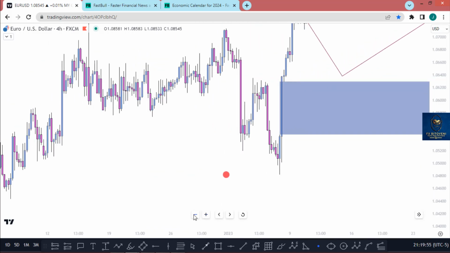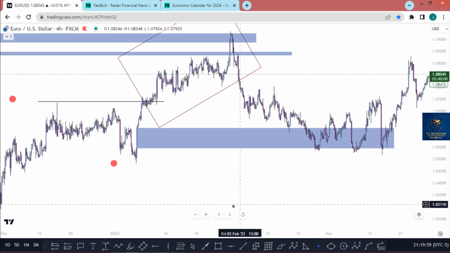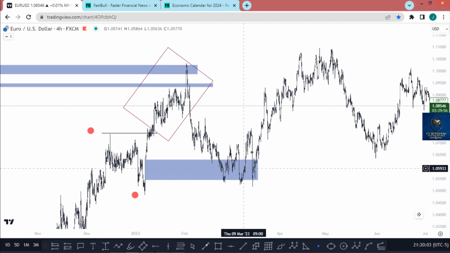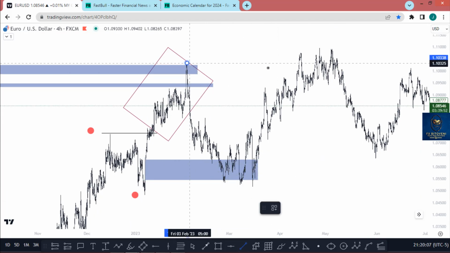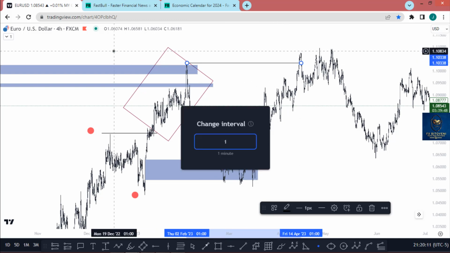So from that move, you know the market is doing what? The market is coming to target this imbalance. Then you've got another break of structure. After this break of structure, start from weekly.